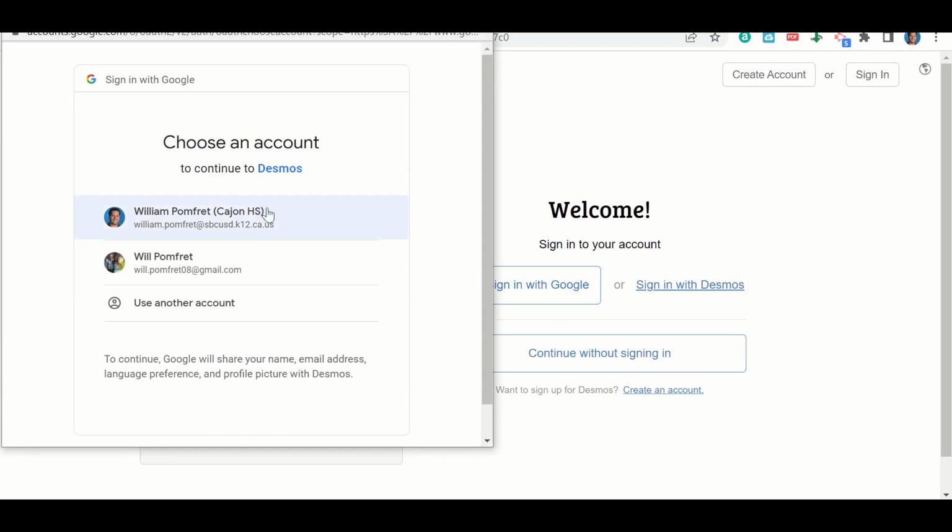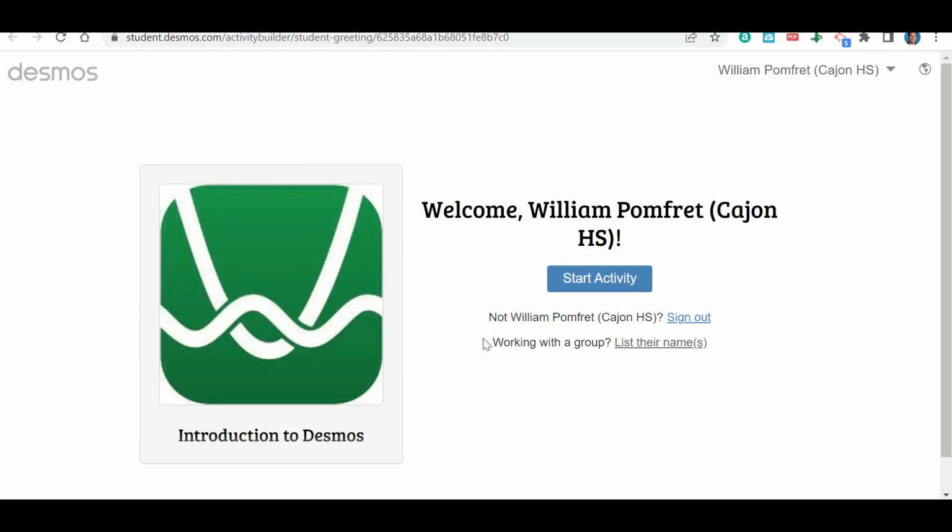And it's going to pop up with our email accounts. You're going to click on your school email account. And it should already have you logged in because you should have already been logged in using Google Classroom. From there, I'm just going to click Start the Activity, and it will take me into the assignment and allow me to begin. So that's how you will log in to Desmos using Google.